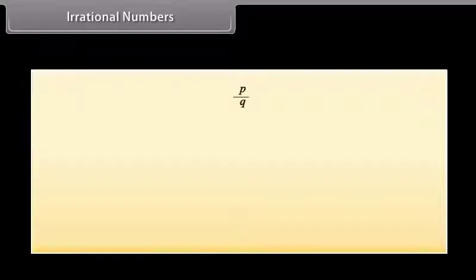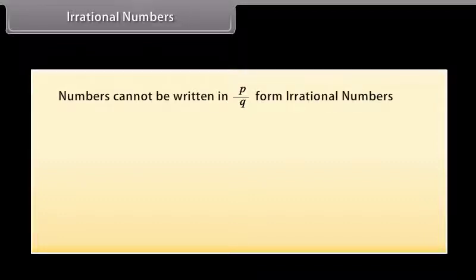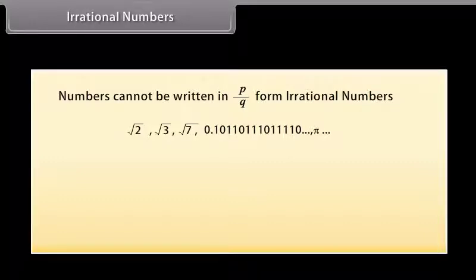Irrational numbers. You must be wondering if there are numbers which are not in the form of p by q. Yes, there are numbers which cannot be written in the form p by q. Those numbers are called irrational numbers. For example, square root 2, square root 3, square root 7, 0.10110111011110 and so on, pi and so on.